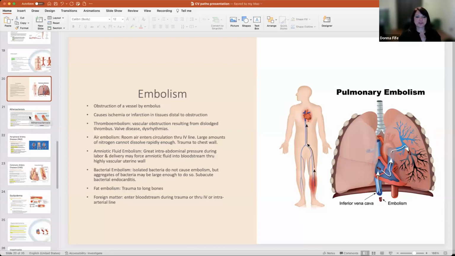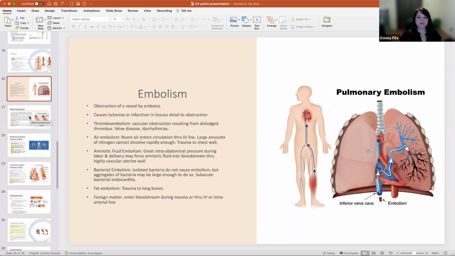Embolism, this is obstruction of a vessel by an embolus, causes ischemia or infarction in tissues distal to the obstruction because it's not getting any oxygen flow there. Different types, there can be a thromboembolism, vascular obstruction resulting from a dislodged thrombus, can occur with valve disease and dysrhythmias. An air embolism, room air enters the circulation, usually through an IV line, and there's a large amount of nitrogen in the air, and that can't resolve rapidly enough. And this can be caused also by trauma to the chest wall.